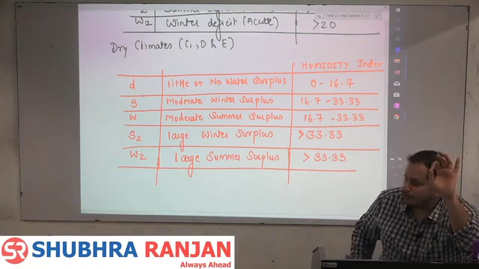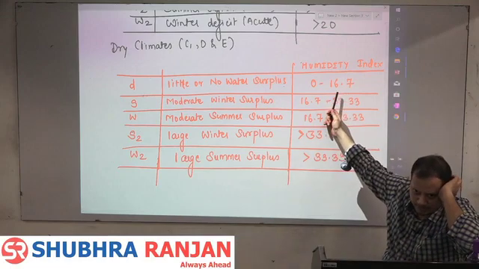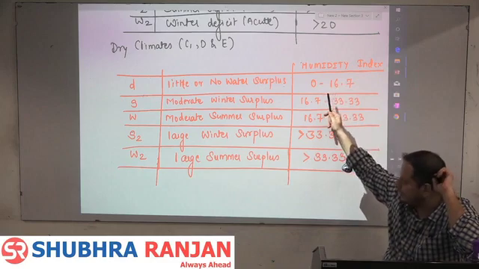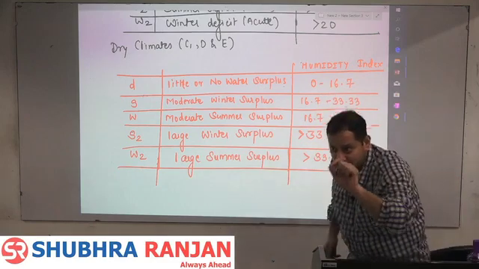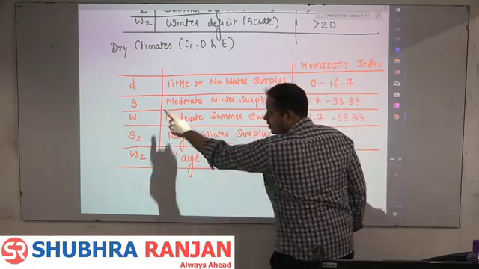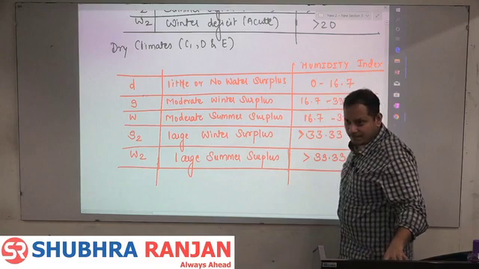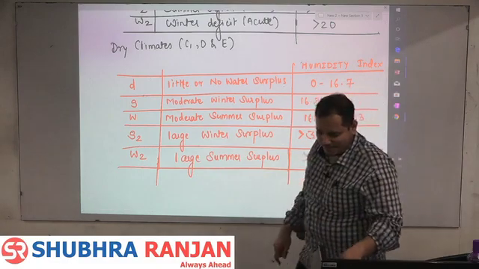D, there is no water surplus because water is between 0 to 16%. Fine. How much humidity is there? Between 0 to 16%. S is summer deficit, remember. So therefore in dry provinces S becomes moderate winter surplus. Okay, first right.